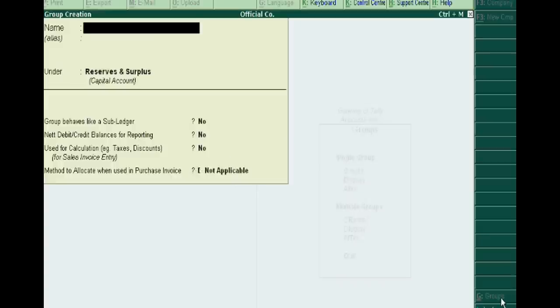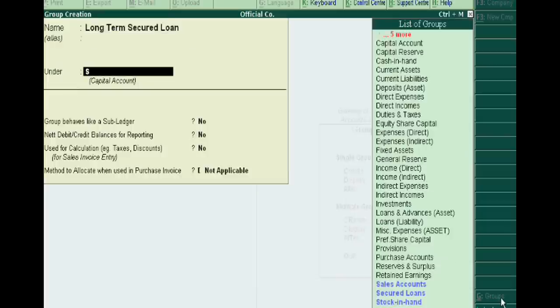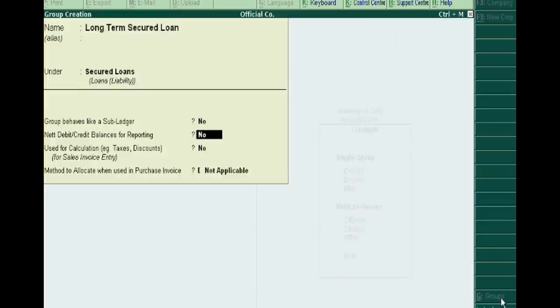You can also create a secured loan subgroup, means short term or long term secured loan. It is a subgroup of a secured loan. Subgroup, yes.